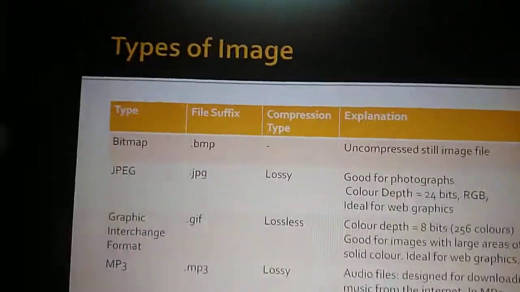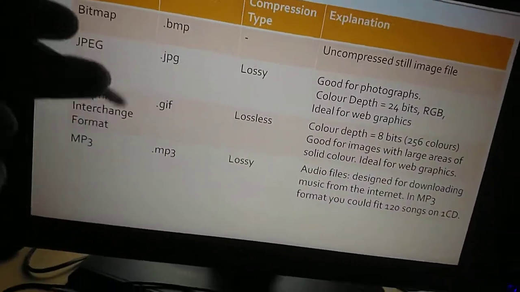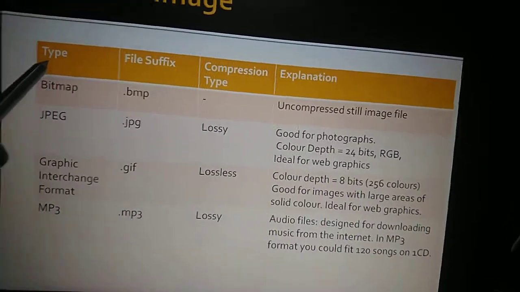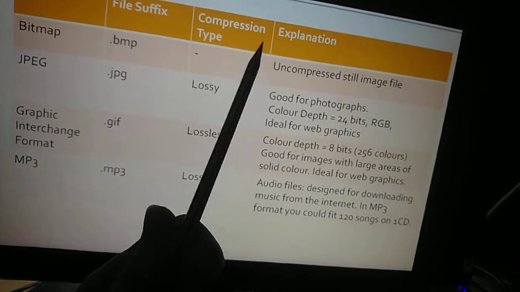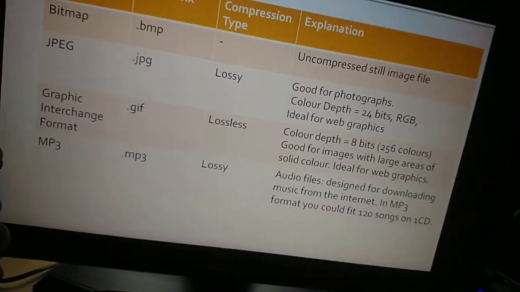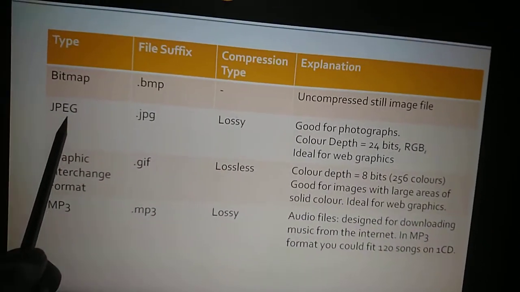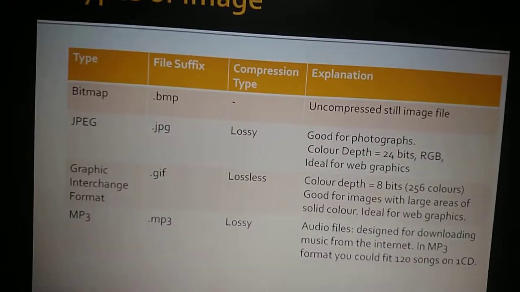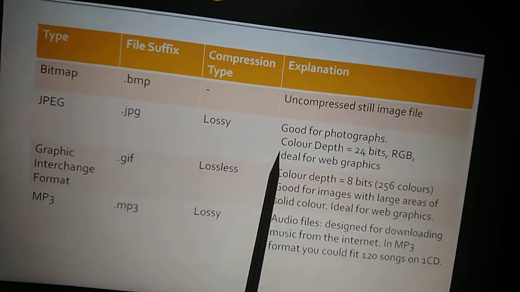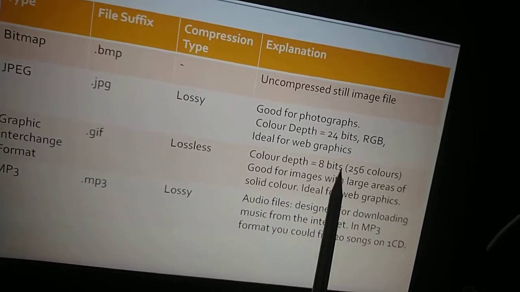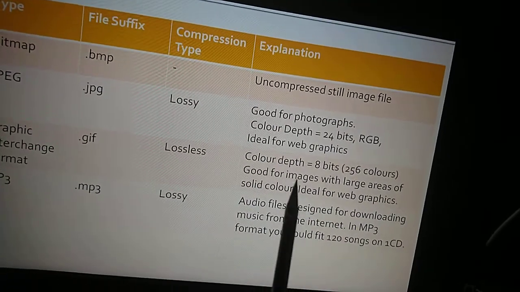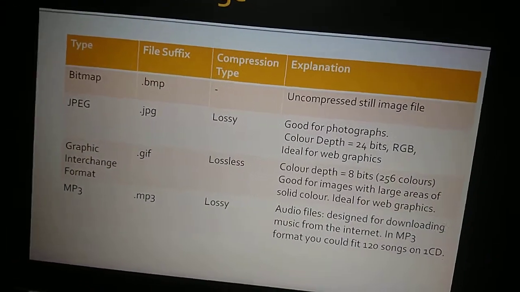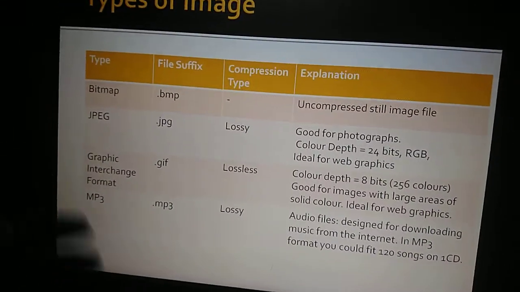So here are lots of types of image, but this is types of things in general that are lossy and lossless. So bitmap, BMP, is an uncompressed still image file. So that's one that hasn't been compressed down. JPEG, also known as .jpg, this compression type is lossy. It's good for photographs. It's got a color depth of 24 bits, red, green, blue, and it's ideal for web graphics. But it's lossy, which means that things are taken away from it and they can't be re-added after it's been turned to a JPG.